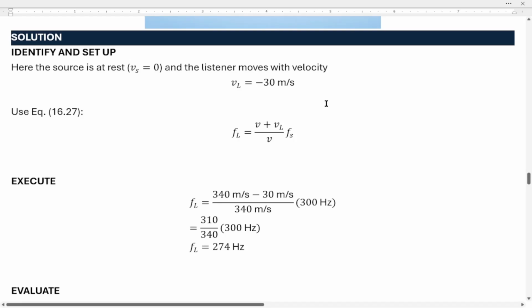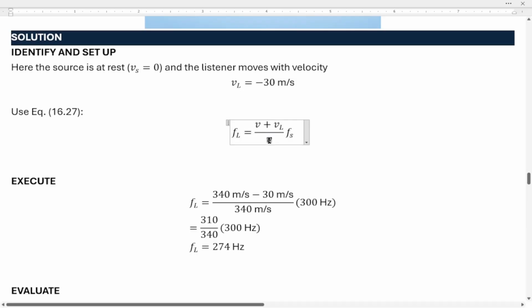Now this is very important to establish prior to the computation using the equation, because this will identify the direction of something like the source or the listener. So in this case, we show that it is a negative sign because the listener is moving away from the stationary source.